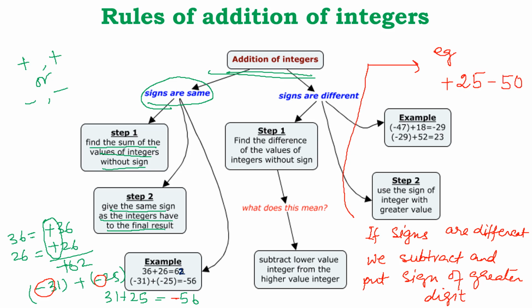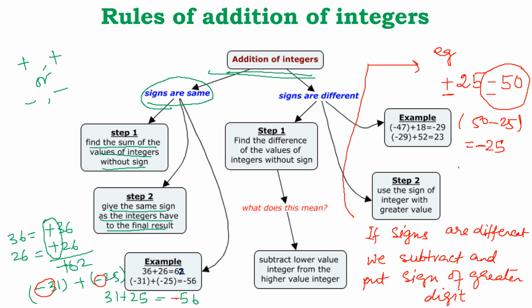Now what? Here both the signs are different. One is a plus, one is a minus. So what I said, you forget the signs, and you do the subtraction. So 50 minus 25 will be what? Will be 25 only. Then what is the bigger number here? Bigger number is 50. 50 has a minus sign, so the answer will have a minus sign. Clear?